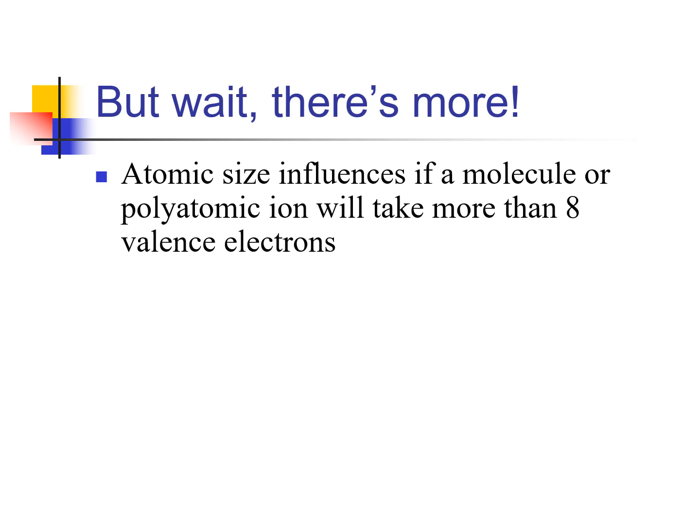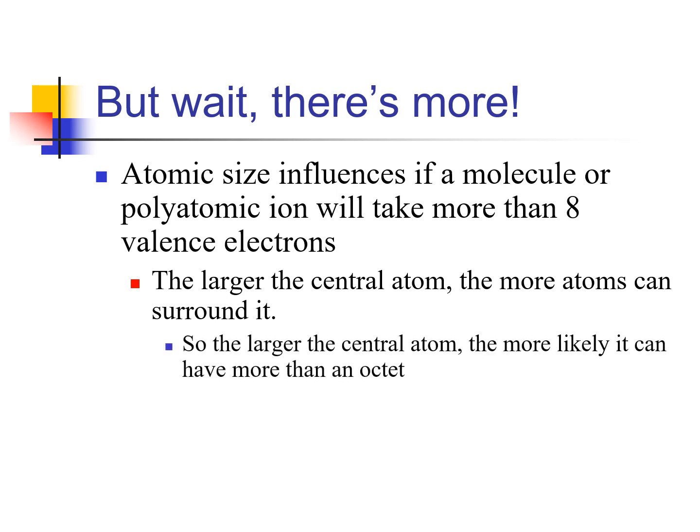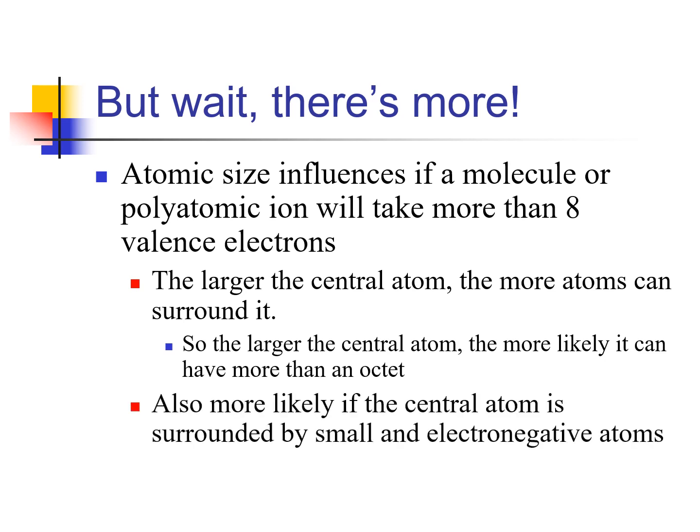Atomic size will also influence whether an atom or molecule will likely take more than 8 valence electrons. What you normally want to see is a large central atom. And again, that fits with the whole period thing: once we get to the third period, we're in the third energy level, atoms are larger, and larger atoms do this better. So the larger the central atom, the more likely it is to be able to have more than an octet.